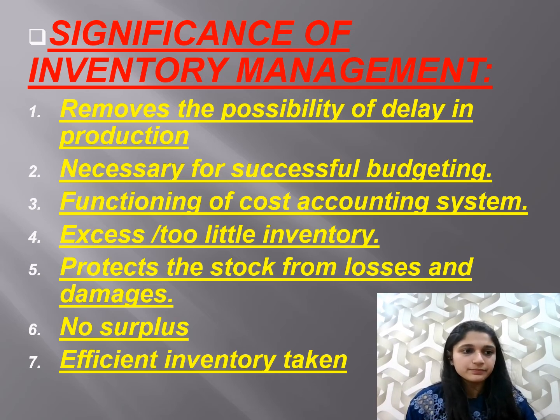Sixth one is no surplus materials and spare parts. If the inventory control system is efficient, there will be no surplus materials and spare parts, etc. waiting for orders in the production department. There is a possibility of surplus getting deteriorated by dust or weather conditions.